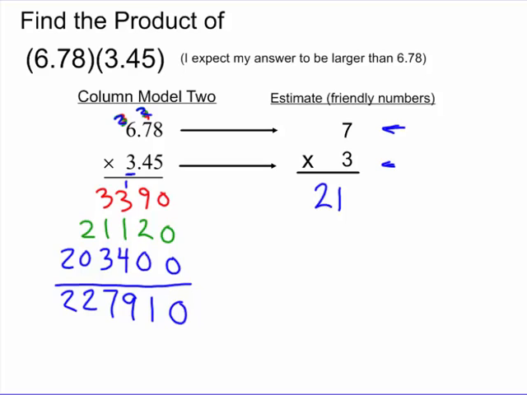So if I count up decimal places, I have 1, 2, 3, 4 decimal places in the original question. So if I jump over 1, 2, 3, 4, and I put my decimal place between the 2 and the 7, my answer becomes 22 and 791 1,000ths, or 22.791. And if you look, are those two numbers relatively close? Absolutely. So I at least know my estimate and my final answer are in the right area.